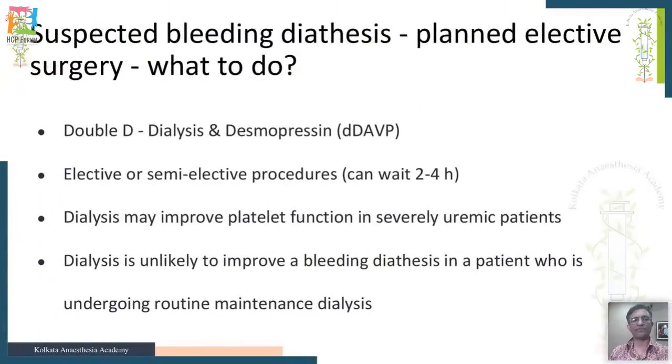It could be a short note. So it's suspected bleeding in dialysis, planned elective surgery. What do you do? I say it is the double D, dialysis and desmopressin, and wait for 24 hours after the dialysis and then go in. The best period, as I said, is 8 to 24 hours.